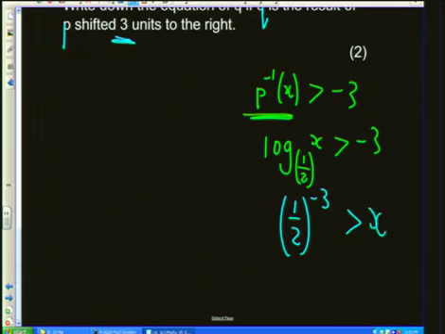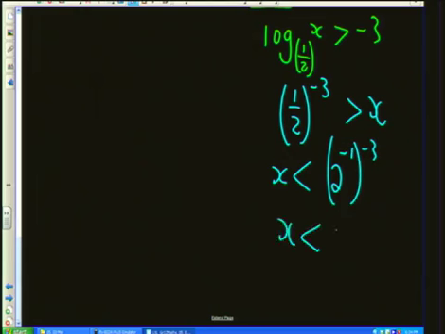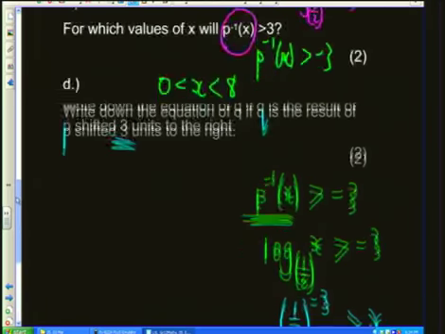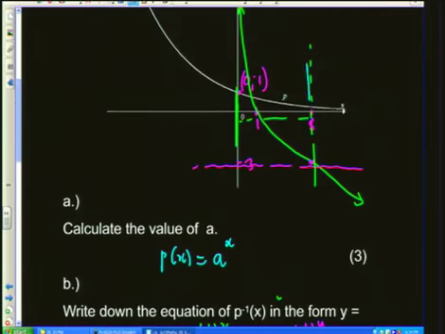Now remember, applying your log rules from logs to your exponents. To simplify that, I can put the x on the left-hand side. And so I've got x should be less than (1/2), which is 2 to the exponent negative 1, all to the exponent minus 3. So x must be less than 2 to the exponent 3. So x is less than 8. Now, remember, so we've got only one solution here at the moment. So x should be less than 8.